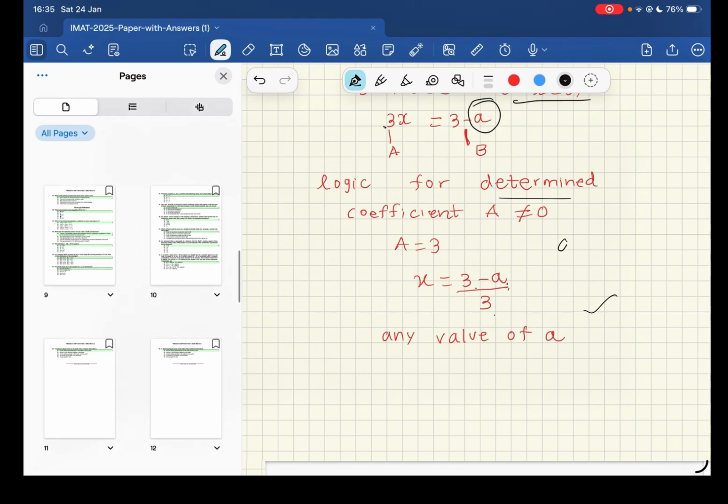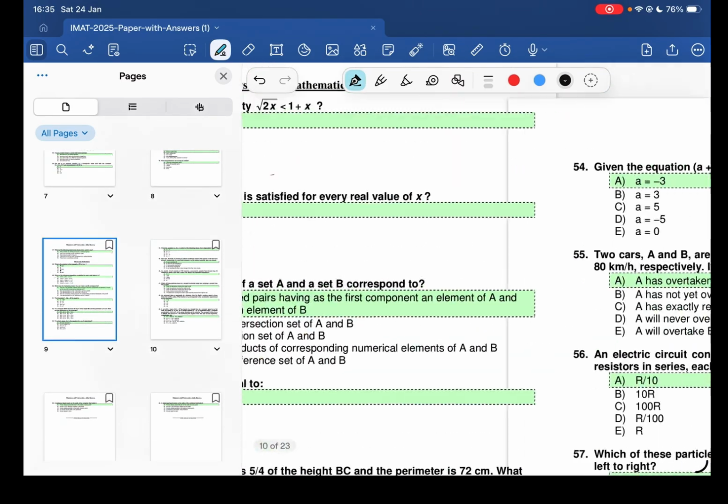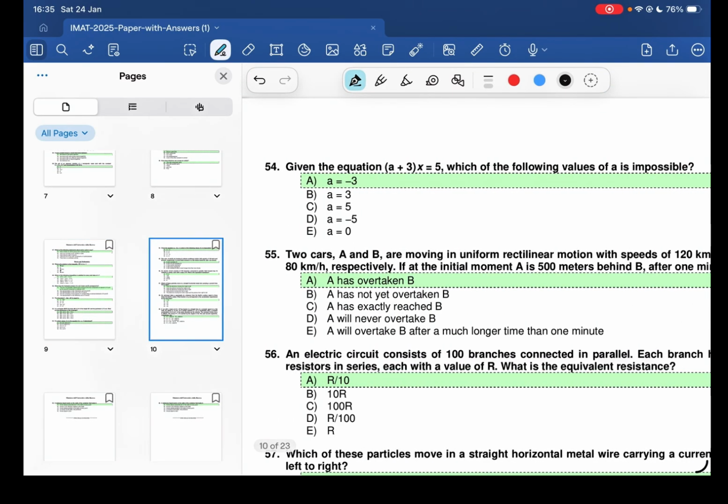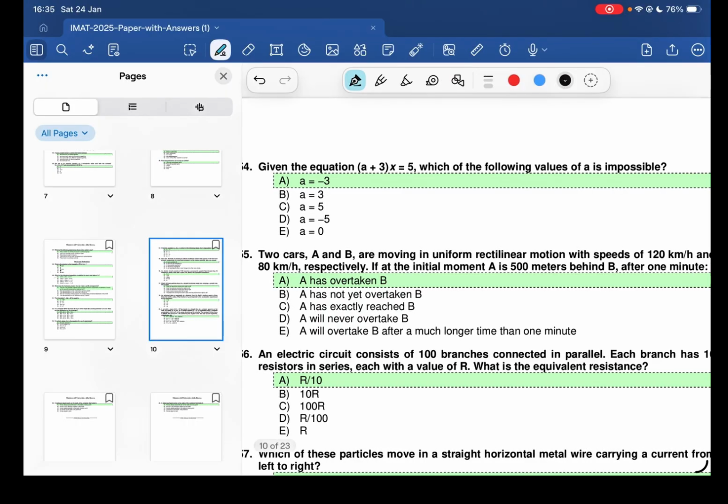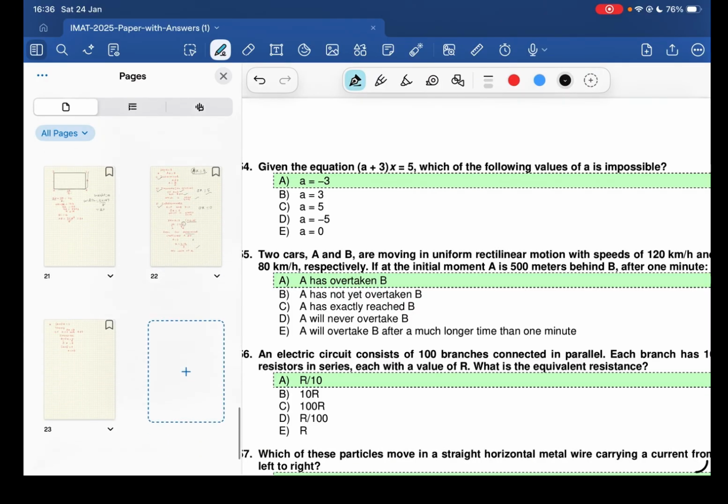And there is one more question. Let's see that question as well. Given the equation a plus 3 into x is equal to 5, which of the following values of a is impossible? Let's try to understand that question.